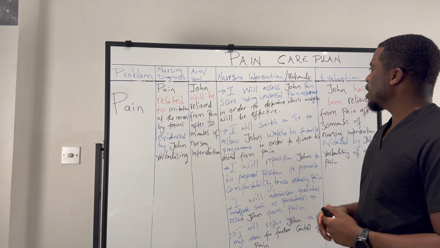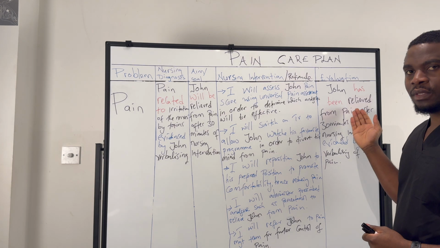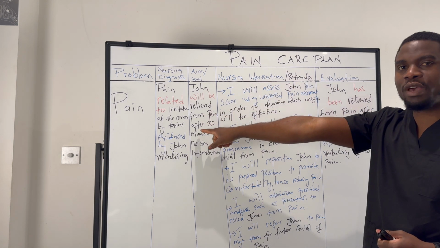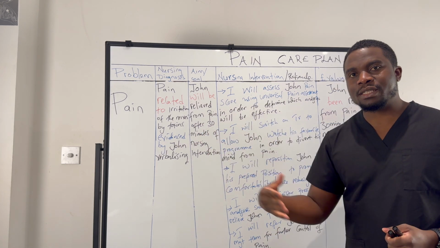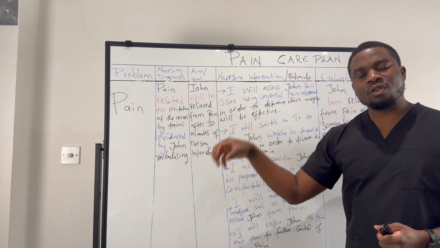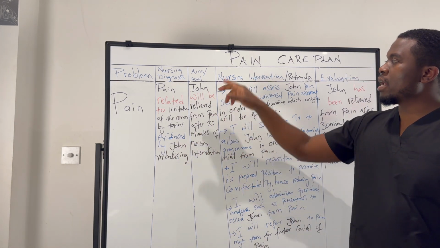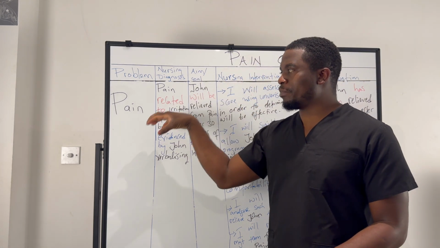Then the last column is where you're going to write your evaluation. All right? So your evaluation also has to be SMART, just like your aim or goal. Has the patient stopped experiencing these symptoms? Has the patient stopped complaining of this problem? Okay, so now we are looking at pain.